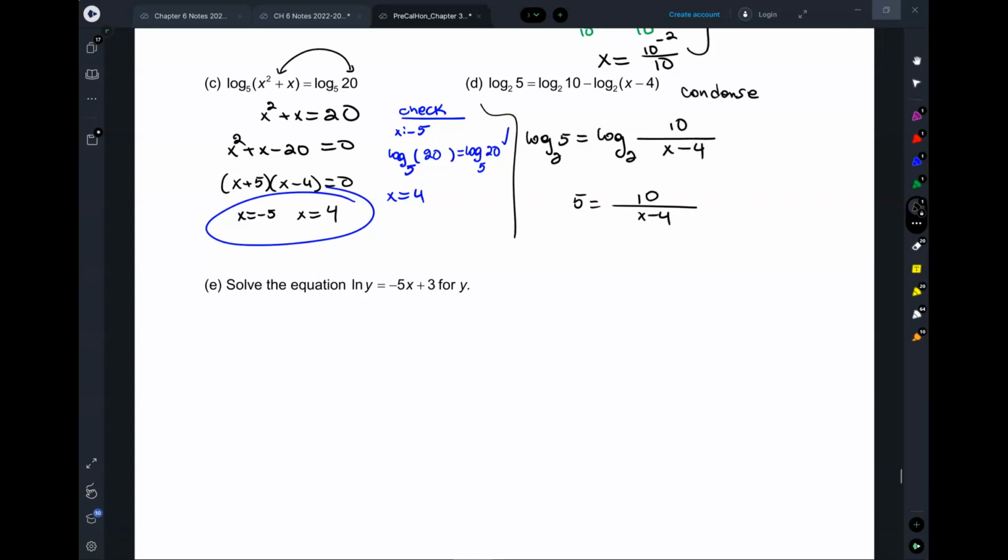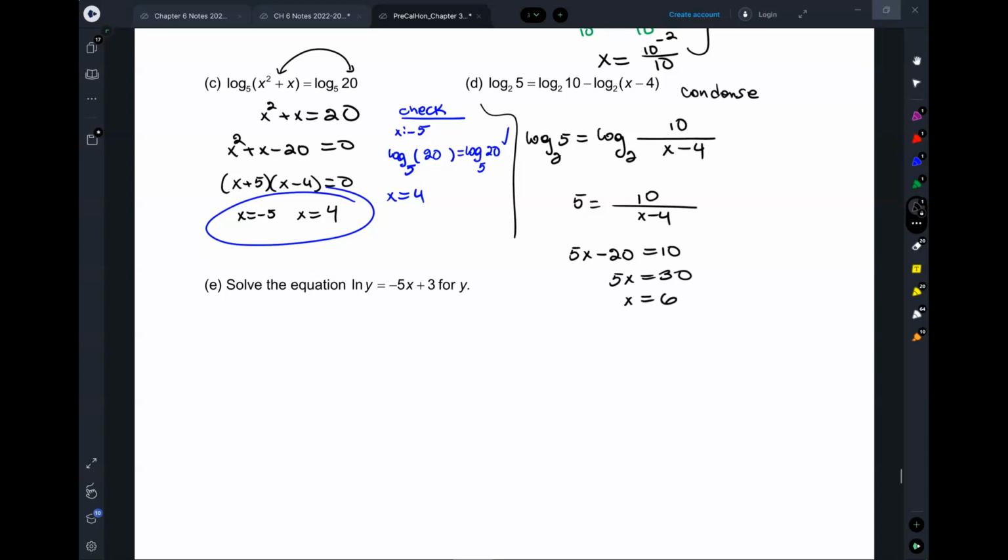Okay? And then again, it becomes like an algebra problem. 5x minus 20 is 10. 5x is 30. How much is x? 6. And then you have to check if it works. To check, you have to plug it into a step before you got rid of the logs. Like if you plug it in here, it obviously works, right? That's an algebraic function. So you have to plug it either here or here.